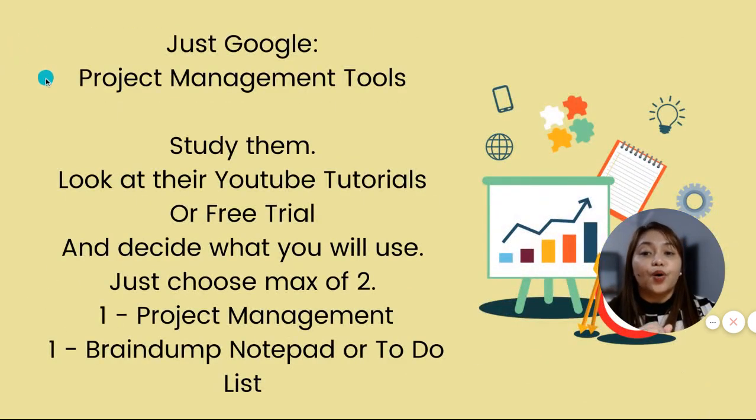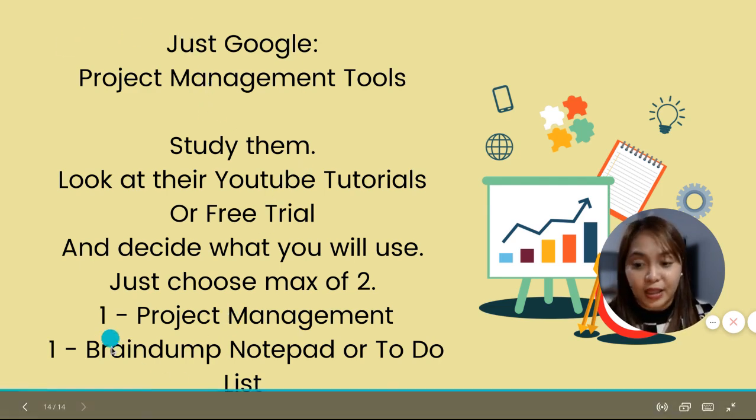Okay, so just Google project management tools, you study them, look at their YouTube tutorials if they do have, or like reviews for them, or you can definitely use their free trial. That's the best way to manipulate and experiment on these tools, and decide which one you're going to use based on your personality, that's easy for you to work with, or something like that. Okay, so just choose max of two. Number one, project management, and another one is a brain dump notepad or to-do list for everything.